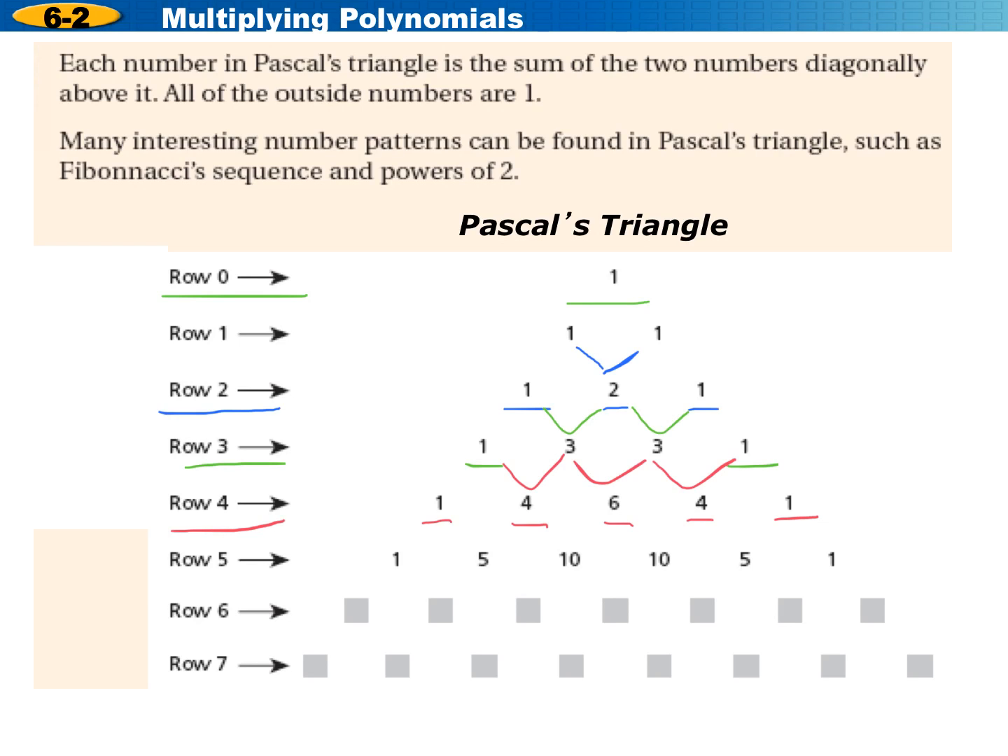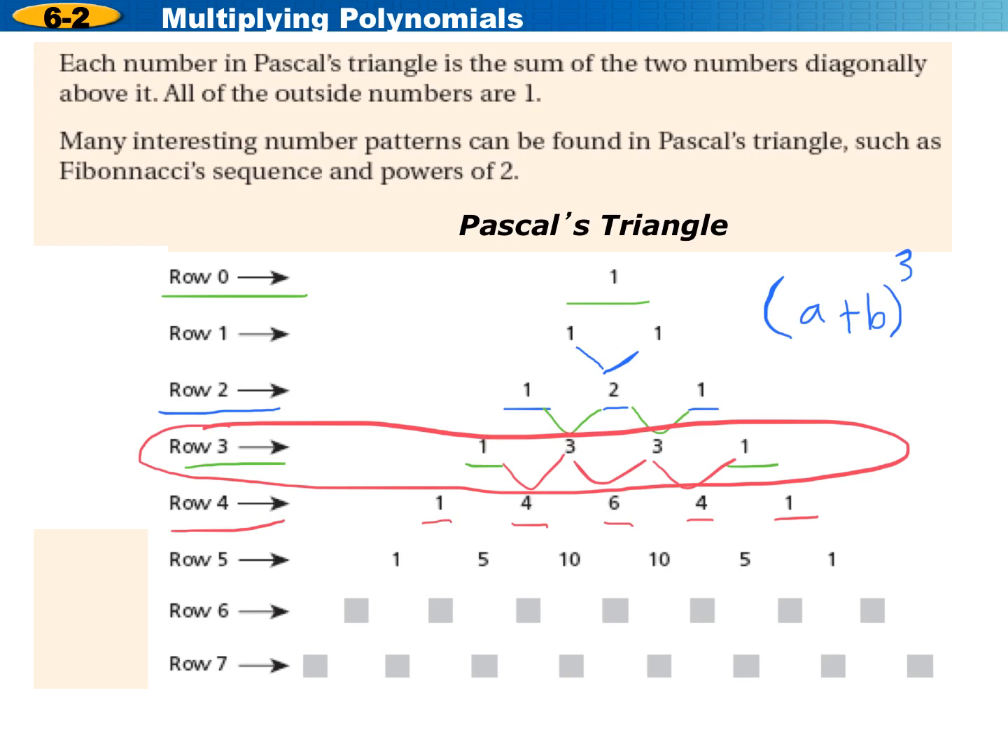Now, to figure out how far you have to go, you look at the expression. If we had a plus b to the third power, we would have to go down to row 3. And we would use this to help us use a shortcut to simplify that expression.